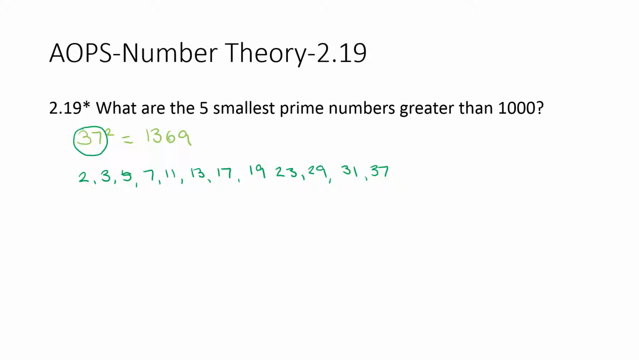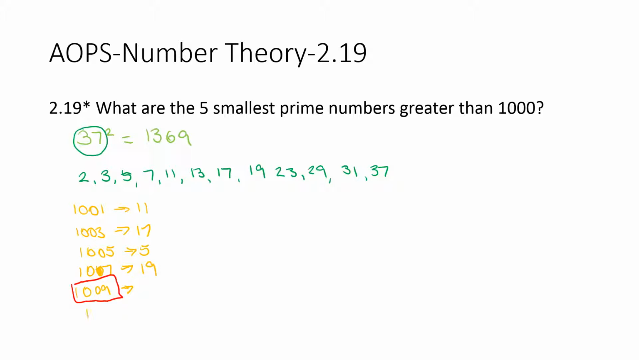So we're gonna first just test all the odd numbers, because even numbers obviously aren't prime, except for 2. 1001 is divisible by 11. 1003 is divisible by 17. 1005 is divisible by 5. 1007 is divisible by 19. 1009 is not divisible by any of these prime numbers, so this is one of the prime numbers.